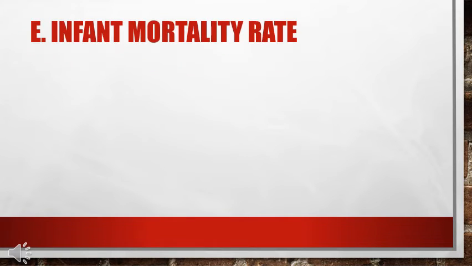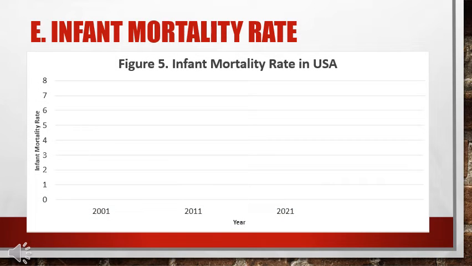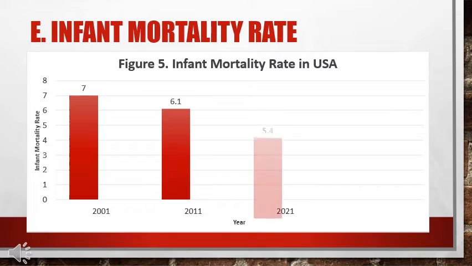Figure 5 shows the infant mortality rate in USA. The infant mortality rate in years 2001, 2011, and 2021 are 7, 6.1, and 5.4. It can be observed from the figure that the infant mortality rate from 2001 to 2021 is decreasing. And this means that the number of babies that die before their first birthday is decreasing.